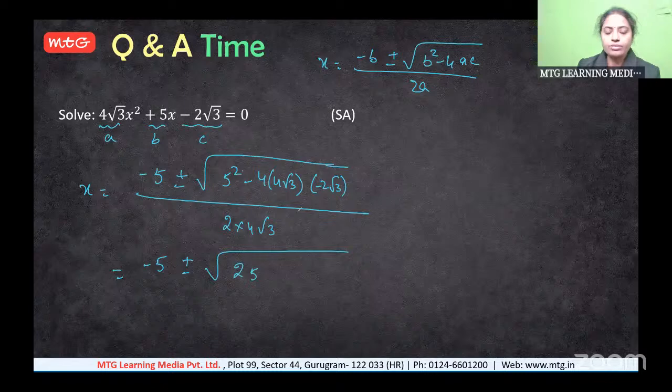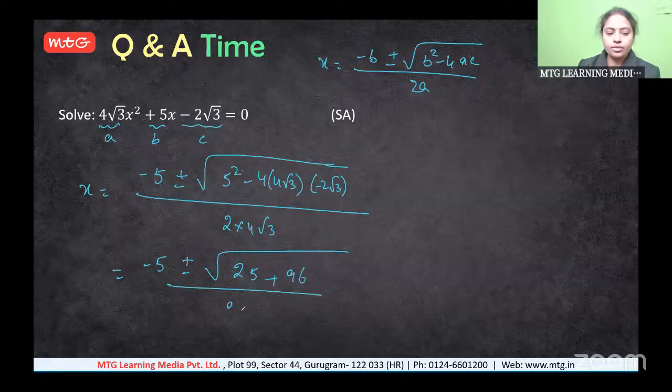Now you solve this part, this becomes 32 into 3, 96, by 8 root 3.